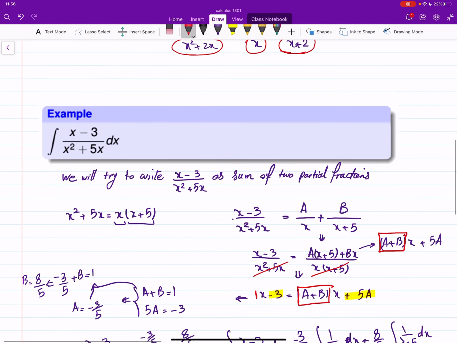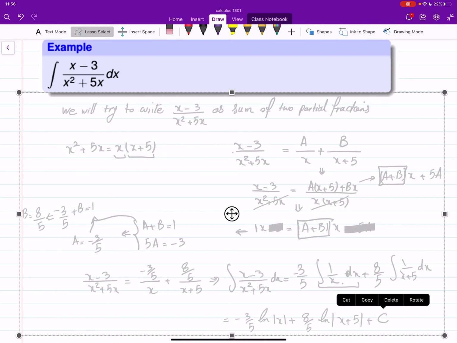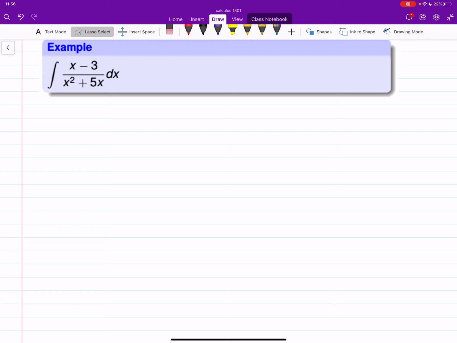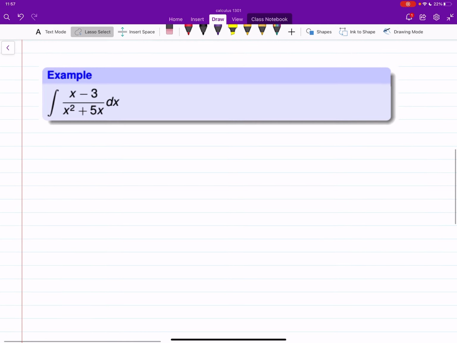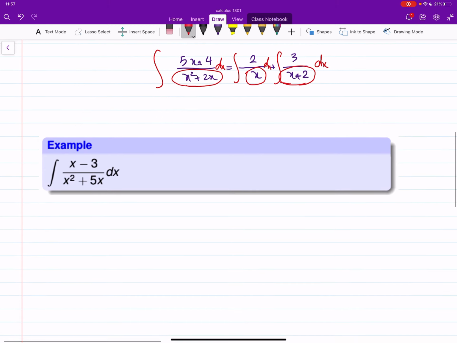Okay, let's do another example. Let me delete this first. So here the question asks for an integral. Why is the integral related? Look, if someone asked me to find the integral of this rational function, that wouldn't be easy. But on the right hand side, the integrals are easy. I know how to integrate partial fractions. That's why partial fraction decomposition is important for us, and it's a technique for integration.